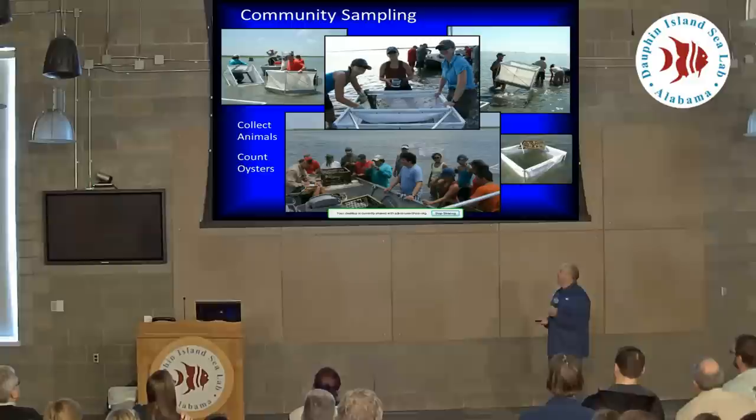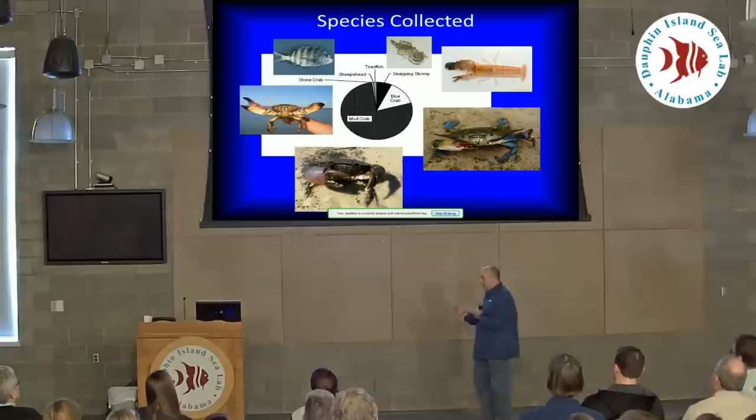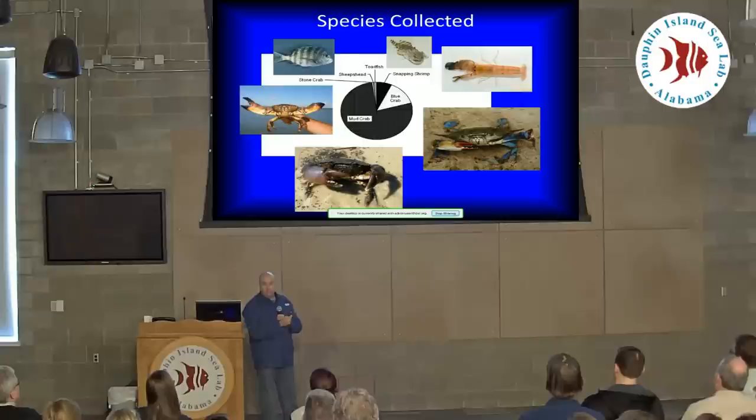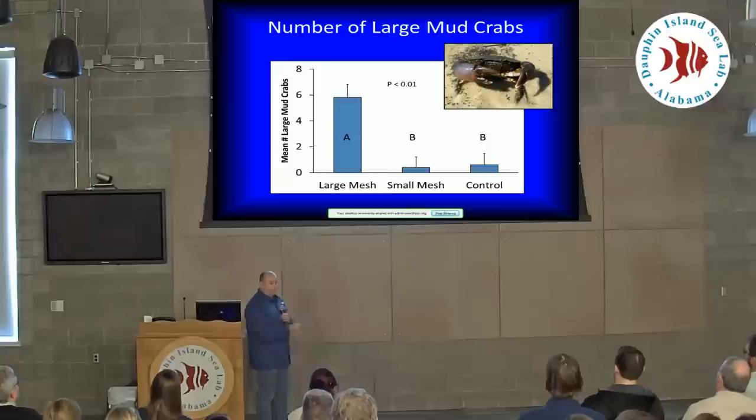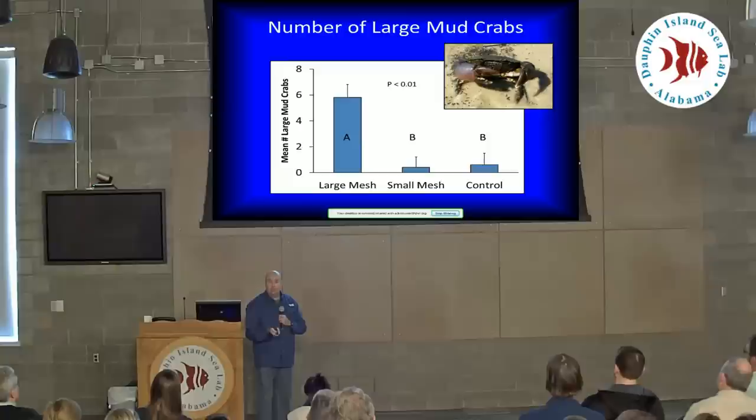So what we found was that there are a lot of different kinds of things on the oyster reefs, and I've just given you a pie chart here. Most of what we caught here were mud crabs, okay? I'm not going to go into all the different species that we caught, but what was really interesting was this, the Atlantic mud crab, Panopeus herbstii. In that large mesh treatment, we caught a lot of them, and in the small mesh treatment, we didn't, probably because they couldn't get in there because the mesh was there.